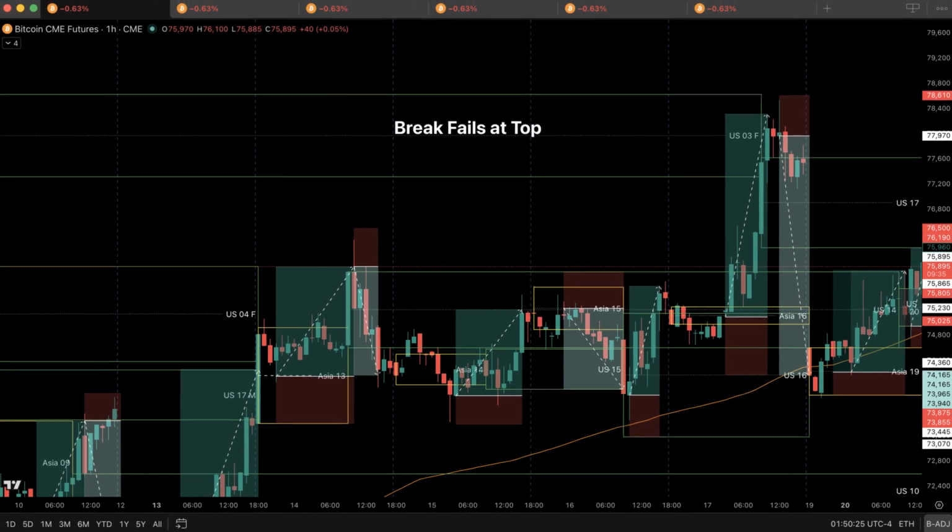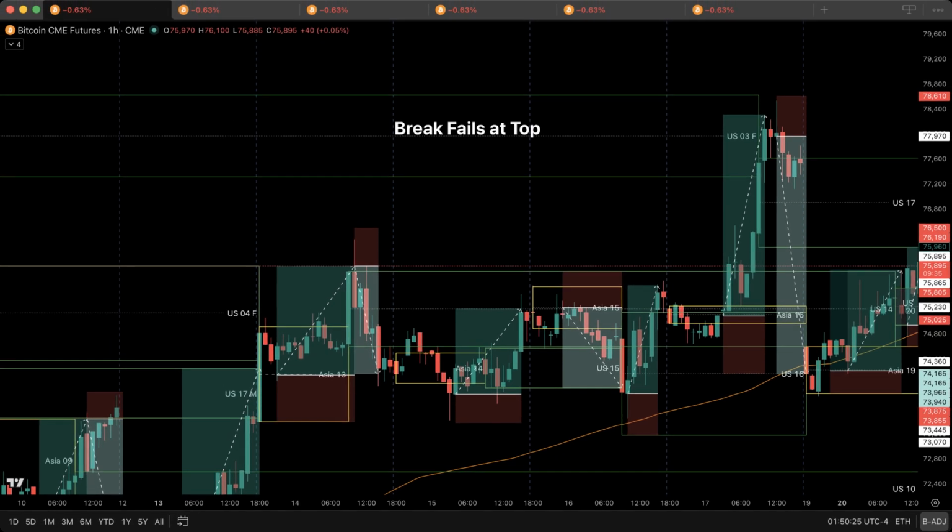Price pushes up, but it cannot stay. The session forms inside the same memory. April 19th Asia session forms inside the midpoint of April 16th US session. It forms inside April 15th US overlap.